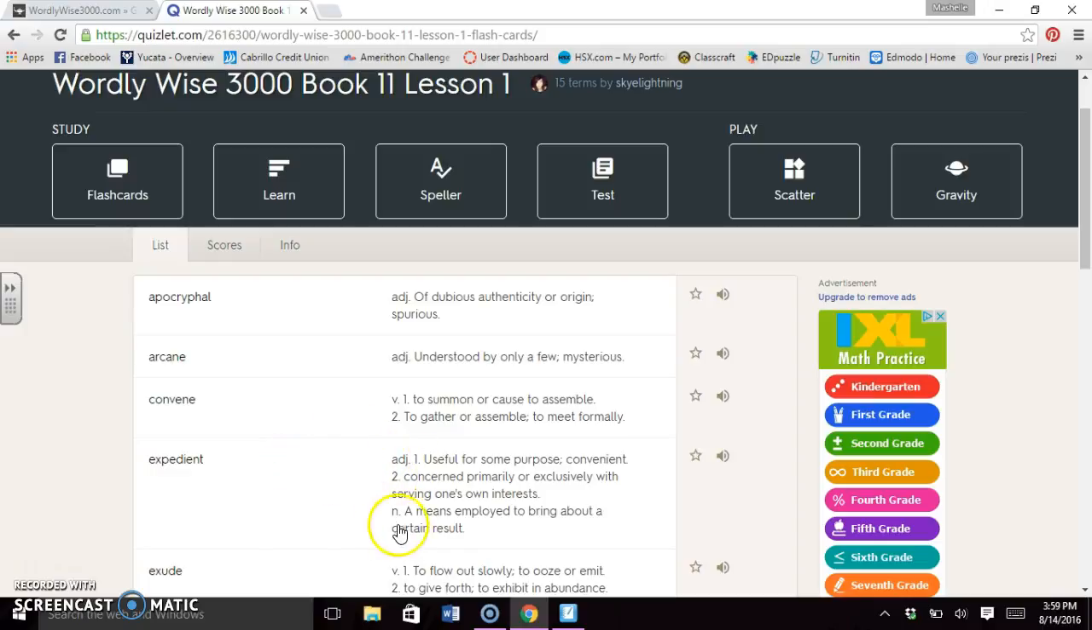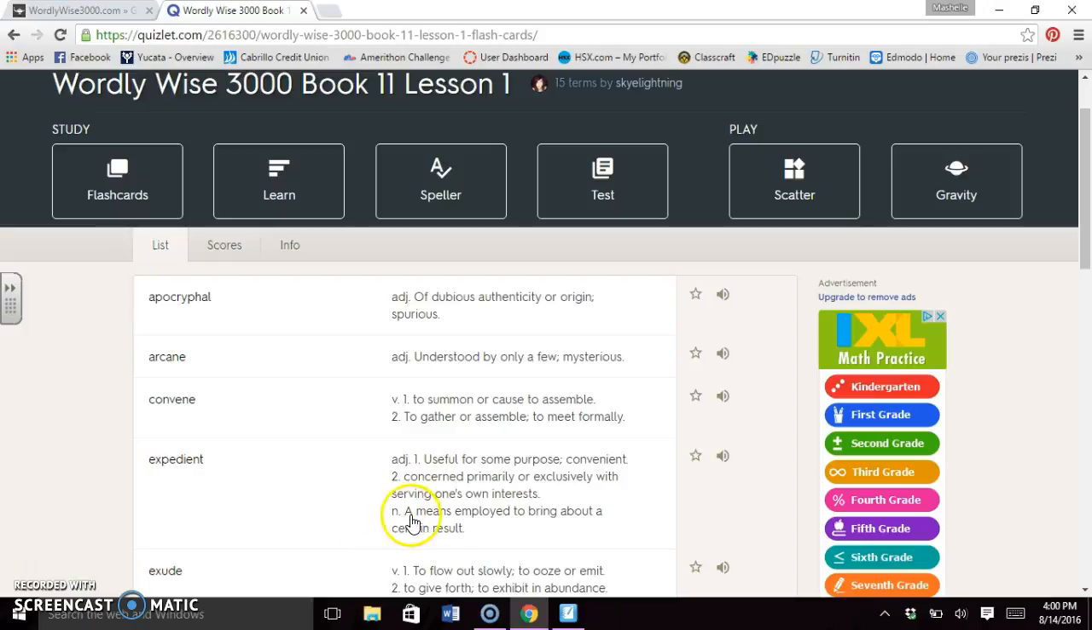Expedient has two parts of speech and three definitions. So all of this needs to fit in your note card. Number one, looking at the adjective side of it, it's useful for some purpose or convenience. Or number two, concerned primarily or exclusively with serving one's own interest. So the idea is it's useful for some purpose, as in it's a tool that you use for that purpose. So an expedient for completing your note cards is a note card and a pen. So it helps with that.